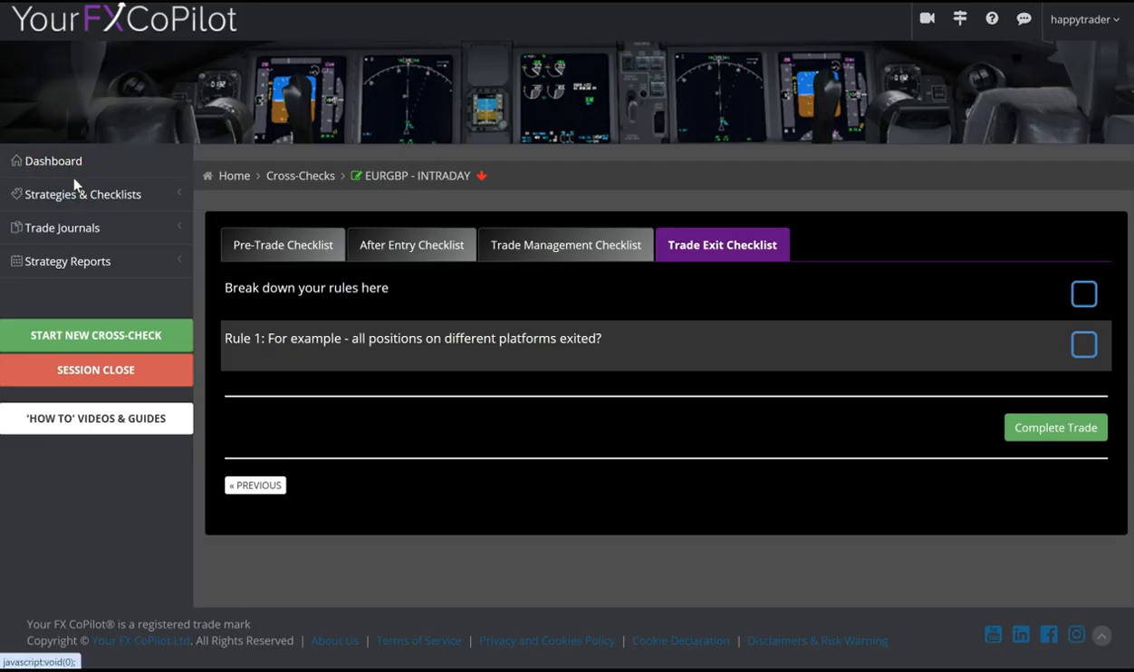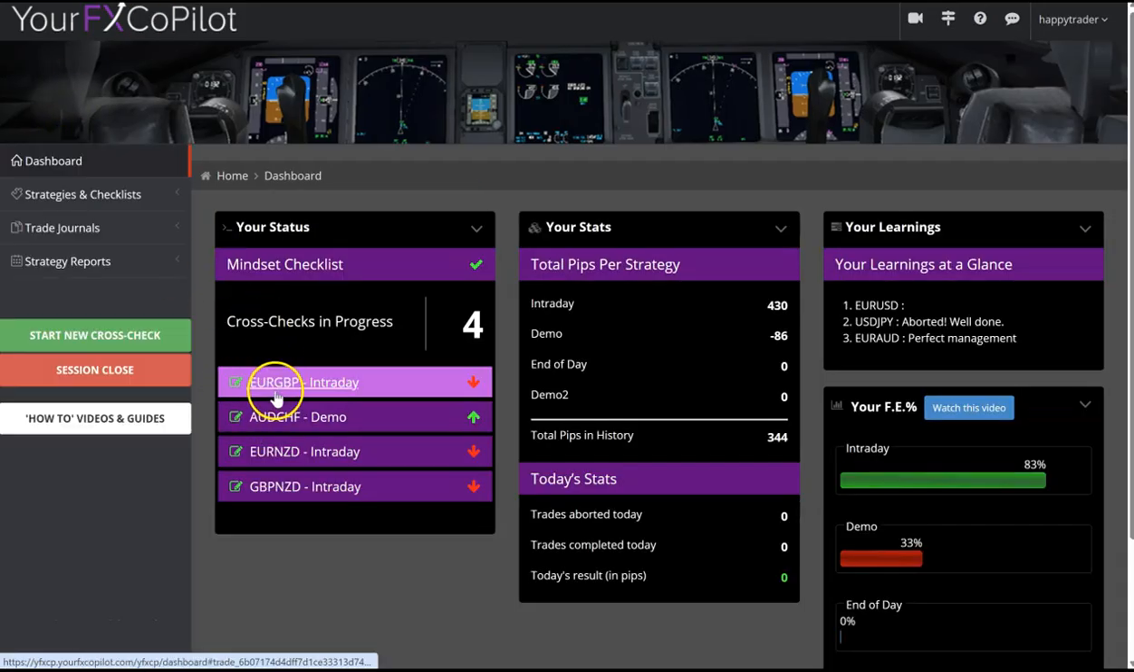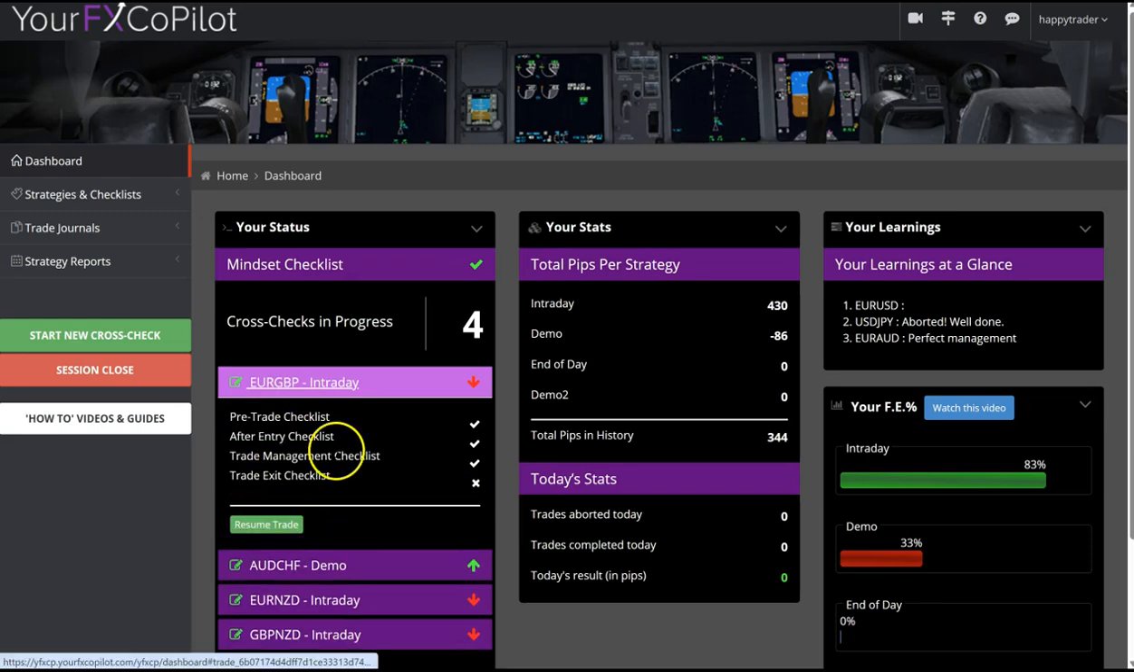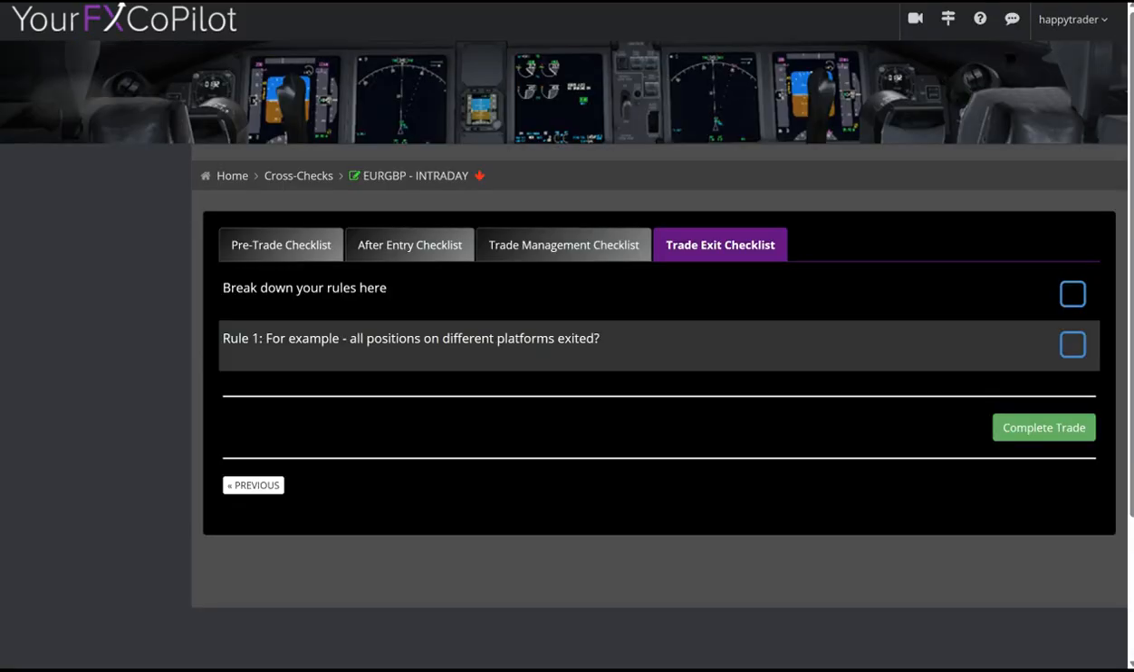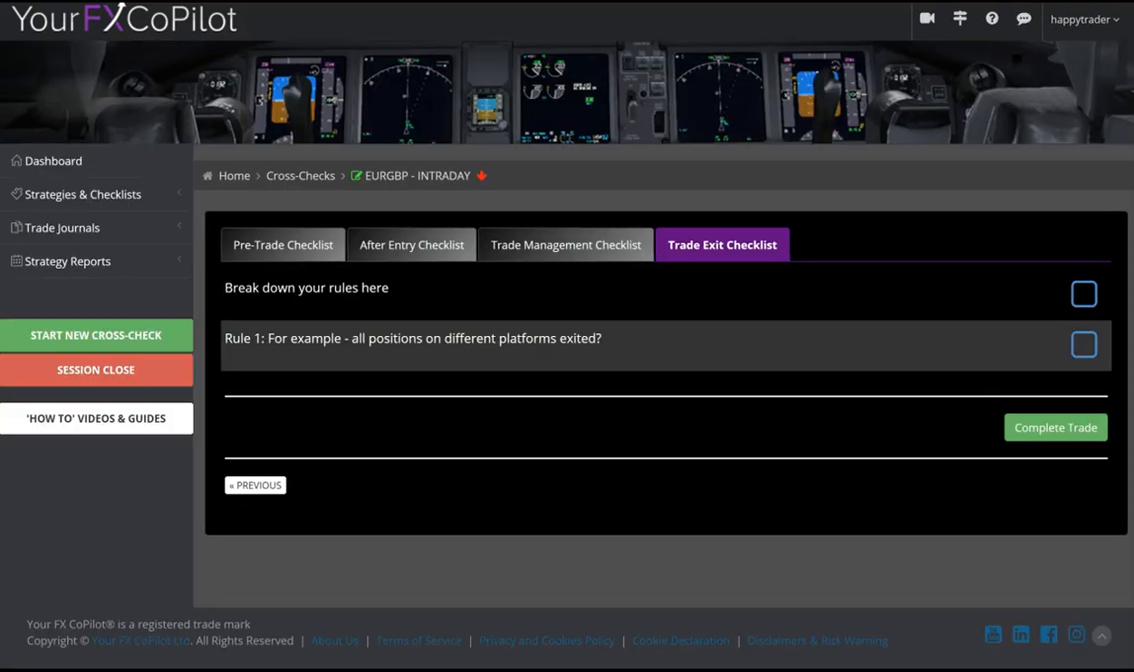So you go to the dashboard, you find your trade, you can see exactly here where you are in the process, and then you can just click resume trade. And your FX CoPilot will take you back to exactly where you left off. The trade exit checklist is the final checklist in the process, and these are your checks immediately after exiting a trade. I'm now going to complete this trade.